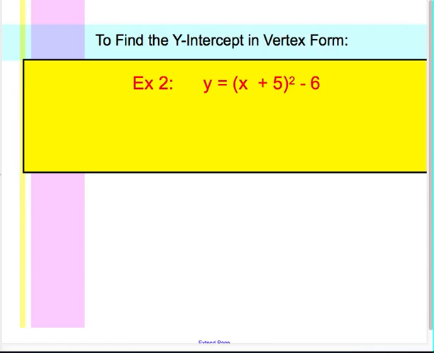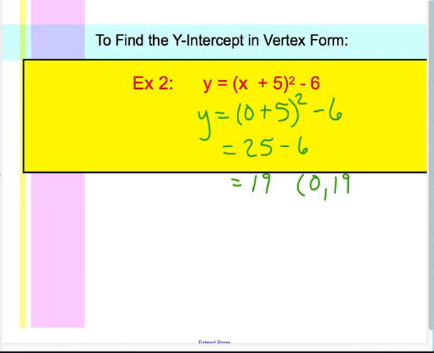Second, we're going to look at finding the y-intercept in vertex form. Same thing, replace x with 0 and evaluate. 0 plus 5 is 5. 5 squared is 25. And 25 minus 6 is 19. So we have the y-intercept 0, 19.